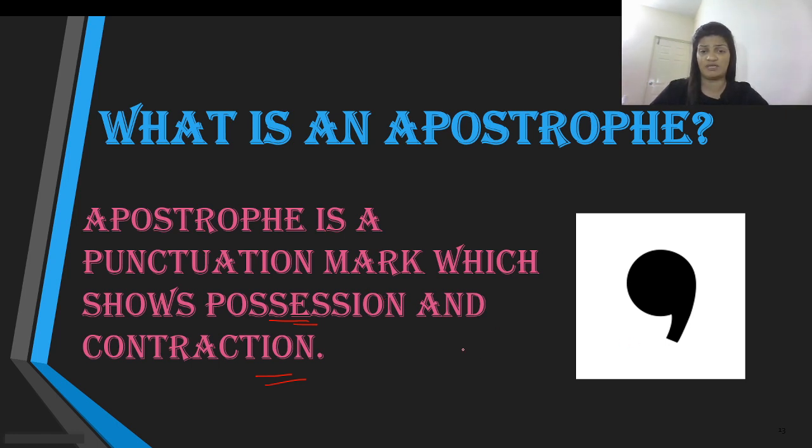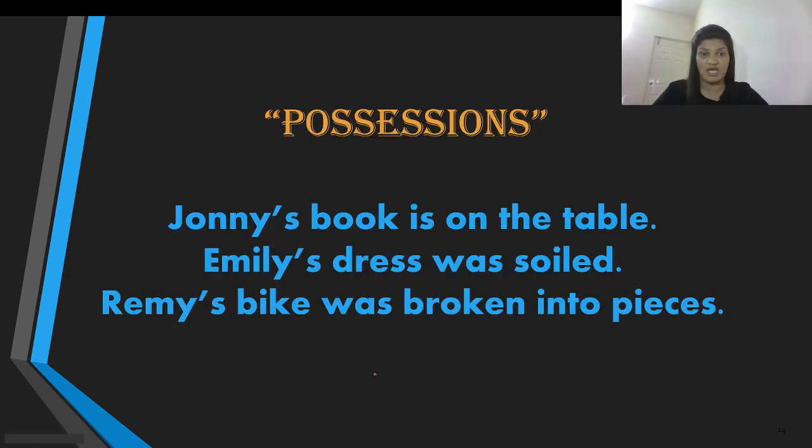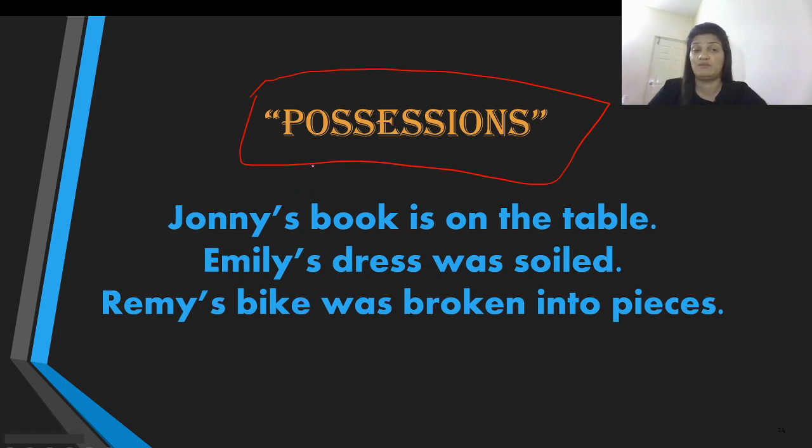Now this is how it looks. It comes on the top. It is more like a comma, but a comma is something that you use down below, while an apostrophe is used on the top like this, and then you add a letter S to it. Now let us first learn about possessions, like how we use an apostrophe when it comes to displaying possession.